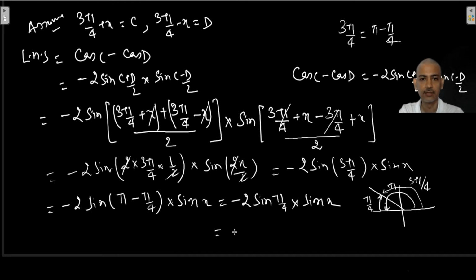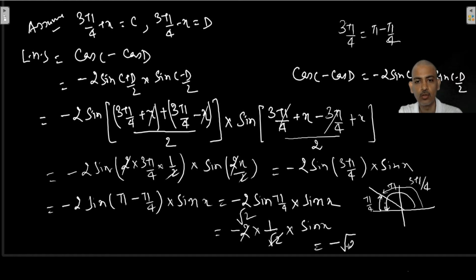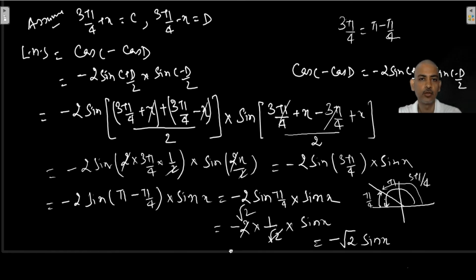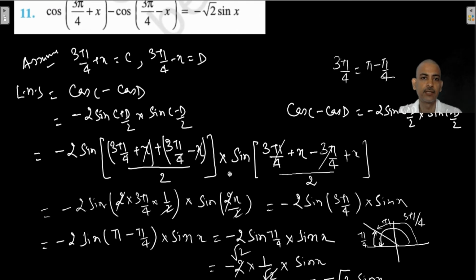So we'll write minus 2 of sine pi by 4 is nothing but 1 upon root 2 into sine of x. This will go, and then here it will be root 2. Then we will be left with minus root 2 of sin x, and this is what we had to prove on the right hand side. Yes, minus root 2 of sin of x. So we will write this equals RHS, and this is proved.